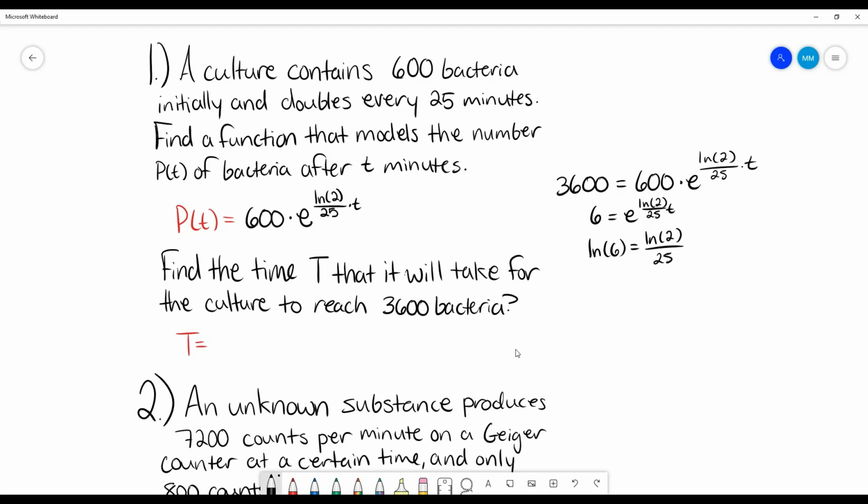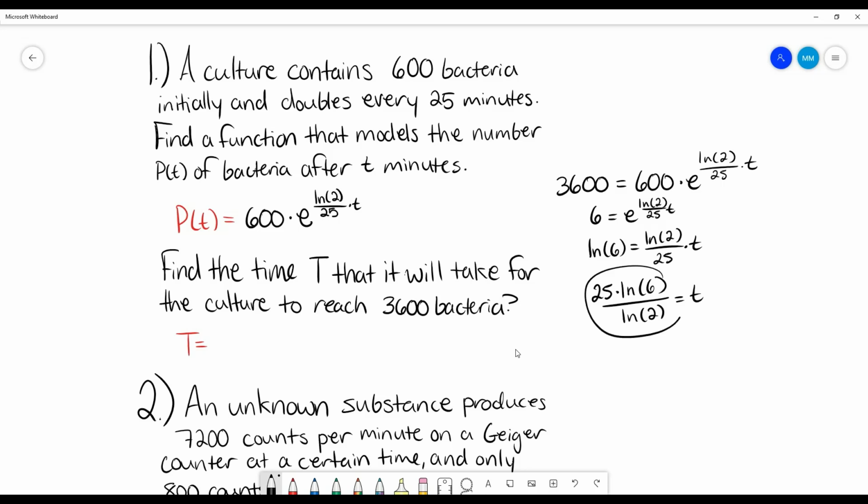That's going to get me this. So now if I want to find t, I'm going to multiply by this and divide by this, or just divide by the whole fraction, which is the same thing really, just to get t by itself. So I'm going to get 25 times the natural log of 6 divided by the natural log of 2 equals t.